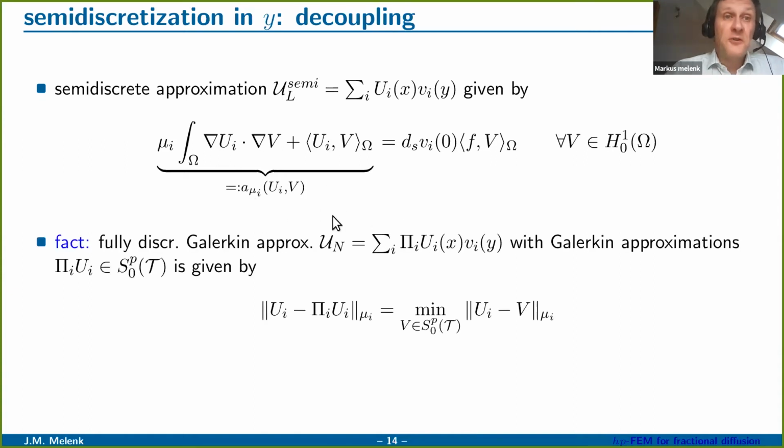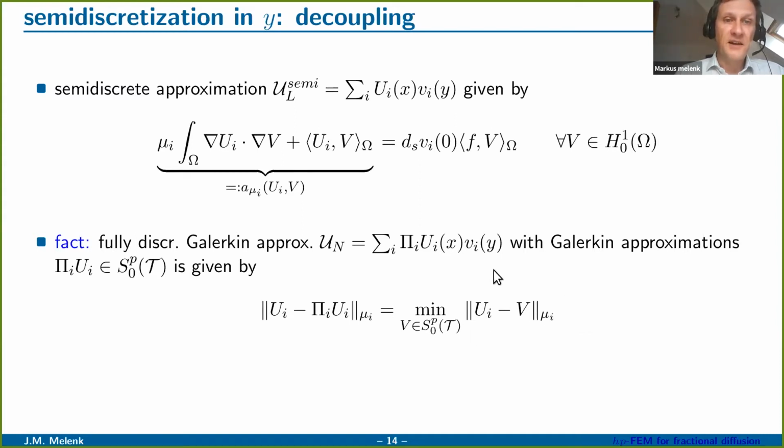And the next thing, we are of course not interested in the semi-discrete approximation. Ultimately, we are interested in the fully discrete Galerkin approximation. And then it's a calculation that the fully discrete approximation, so the approximation from the space S^p(T) tensorized with S^p(G), has this form. So u_N is the sum over P_i u_i times v_i, where the P_i's are simply the Galerkin approximations of the functions u_i in the space S^p(T). So they satisfy this best approximation property.